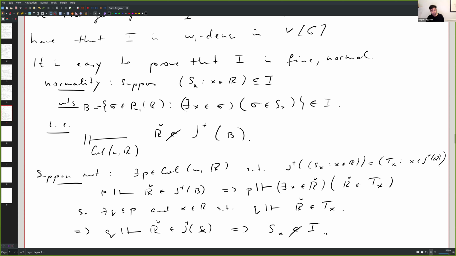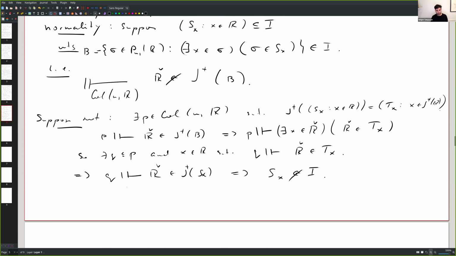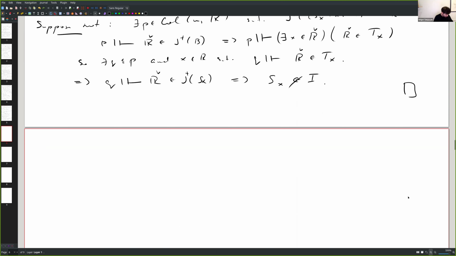Because we put something in the ideal if every condition was forcing that R is not in J plus. But here we found the condition that forces it is. Okay. So this is the proof, really. We now have everything we want. So I didn't prove that.